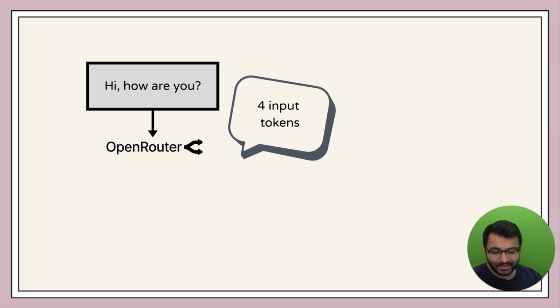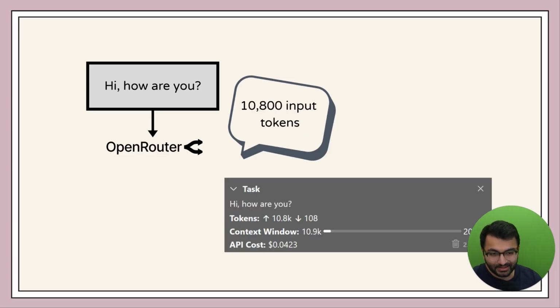Well, initially, when it sent us this message, "Hi, how are you?" it wasn't actually 4 input tokens. Because when we actually take a look at this, it was 10,800 input tokens. It's a huge amount of input, which we can also verify by looking at this over here, 10.8K.